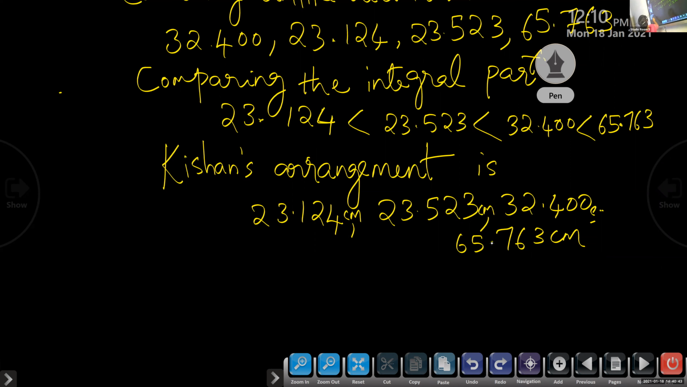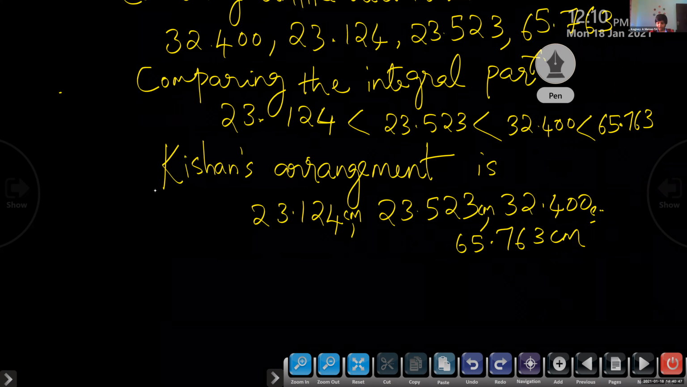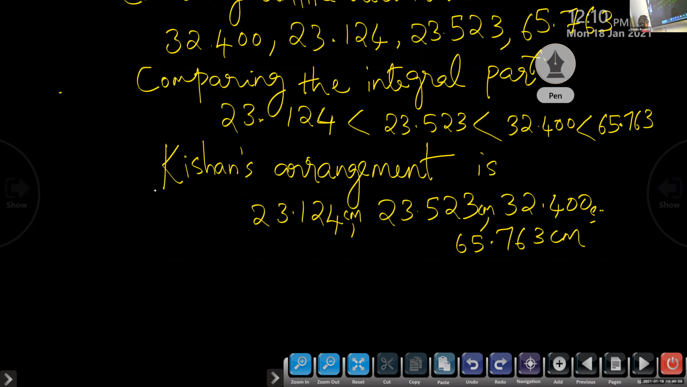Yes, Agne? Ma'am, I read that Kishan's order of sticks are... That also same, no problem. Kishan's arrangement. So children, here if you don't have place, no need to write. We have to write shortest stick and longest stick. That much is enough.